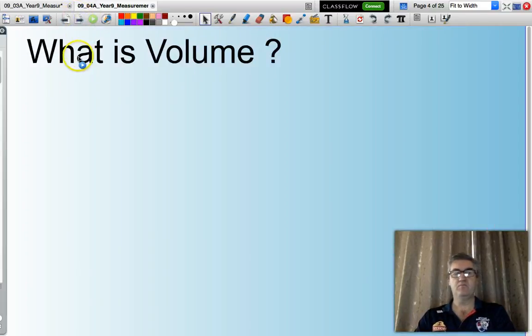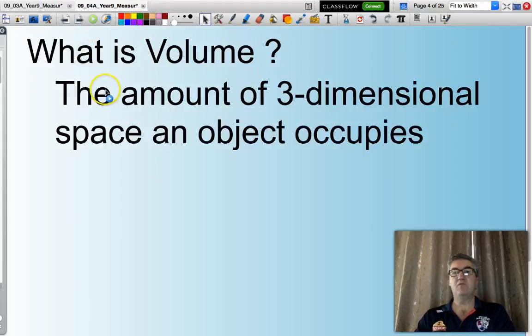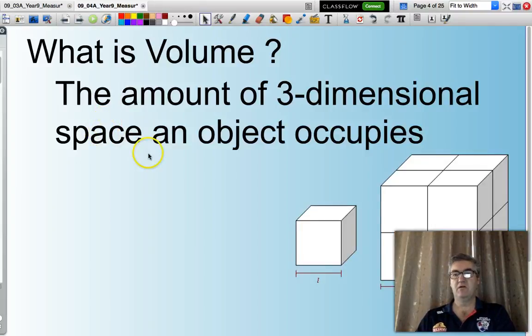Now, what is volume? Simply put, it's the amount of three-dimensional space an object occupies. So, in other words, how many cubes, a cube is a three-dimensional space, can I put into an object? How many cubes fit into there? That is volume.